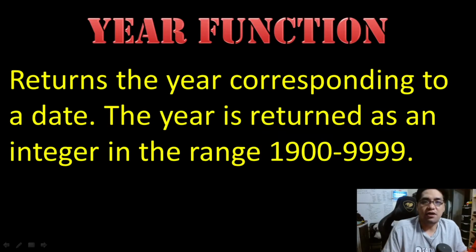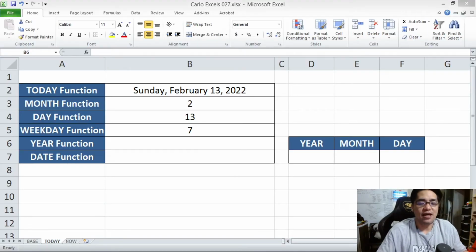Next, we have the year function. The year function returns the year corresponding to a date. The year is returned as an integer in the range of 1900 to 9999. I already mentioned in a previous episode that as far as Microsoft Excel is concerned, dates are stored as serial numbers. The lowest possible date that Microsoft Excel can calculate and deal with is the year 1900, and the highest possible year is 9999. That was something I mentioned in the previous episode, which was about the DATEVALUE and TIMEVALUE functions.